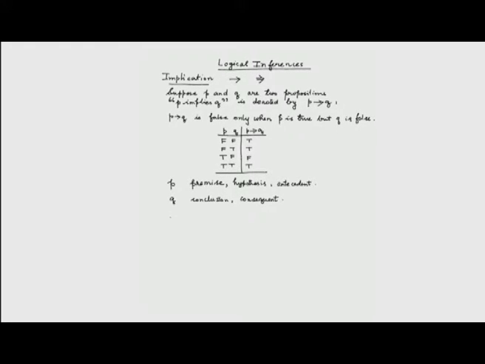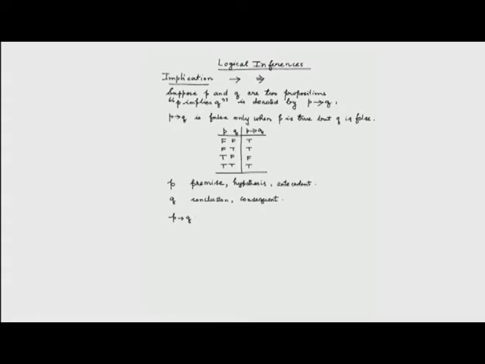So, we can reword what we have said just now, that is, the statement P implies Q is false only when the antecedent is true, but the consequent is false.